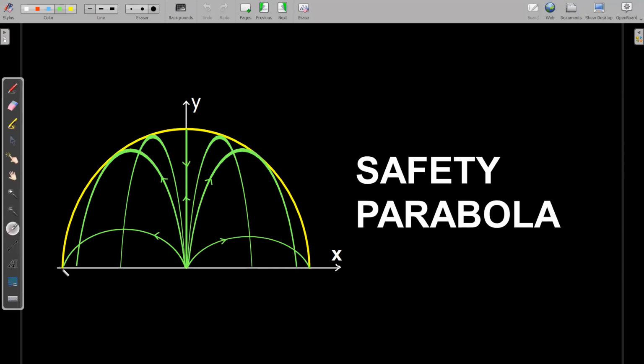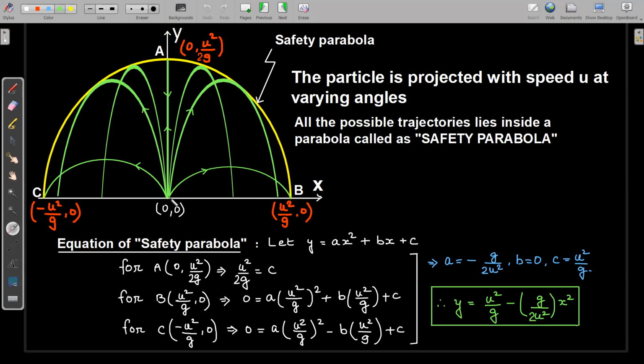In this video, we will discuss the concept of safety parabola, and we'll also find the equation of the parabola. So let us look at the concept of this. Suppose you project a particle, let us say from origin with a speed u, but at different angles of projection. So remember that the speed of projection is same, but the angles of projection are varying. It is variable. You can project it at any angle.